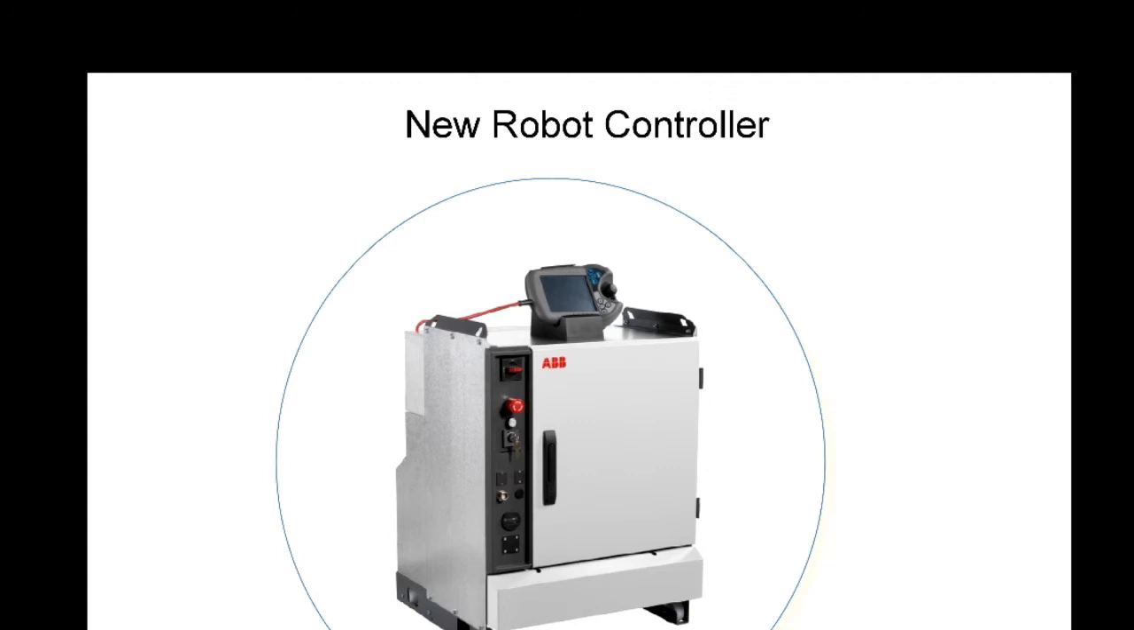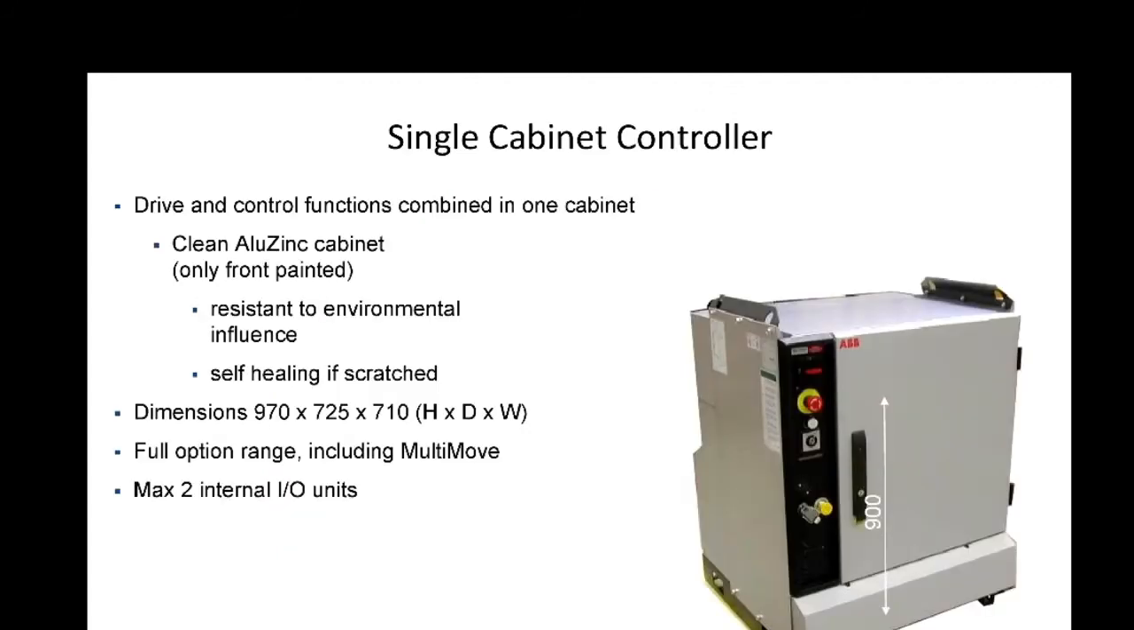Yes, the description of this robot controller cabinet is also given here. The dimensions are 970 cross 725 cross 710, and you can see some basic details here. Okay, next, the pictorial description of the controller. What are the major things in the controller? These are the major ones.